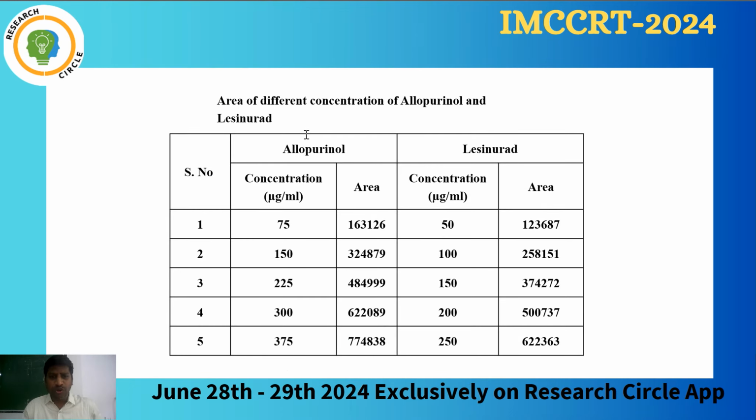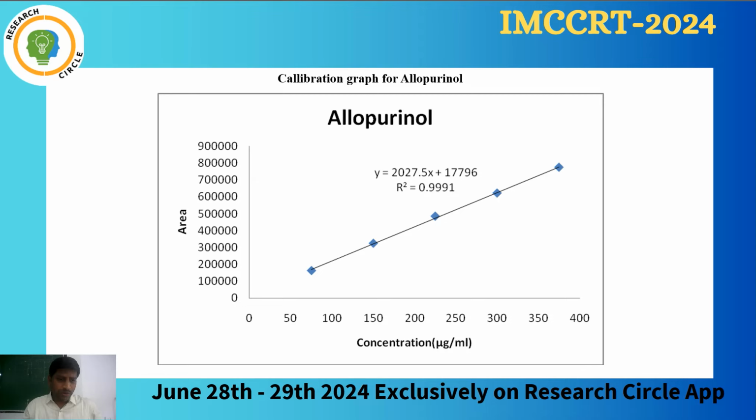So the allopurinol linearity concentration solutions are 75, 150, 225, 300, and 375. For Lesinurad, the concentrations are 50, 100, 150, 200, 250. We have to note down the peak area for these linearity solutions. We have to plot the curve, x-axis concentration, y-axis area, and calculate the correlation coefficient.